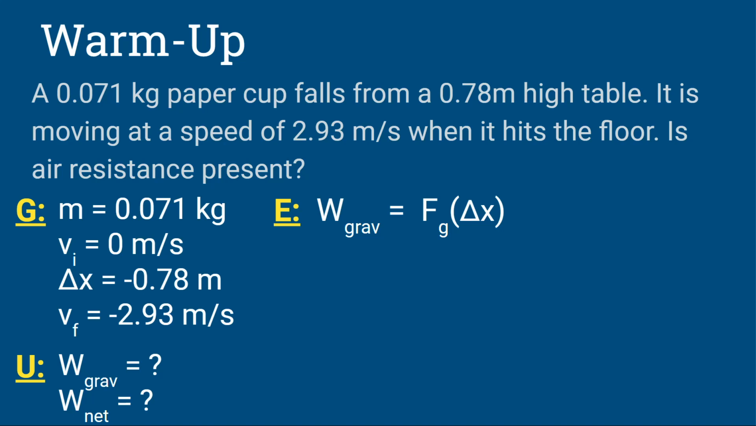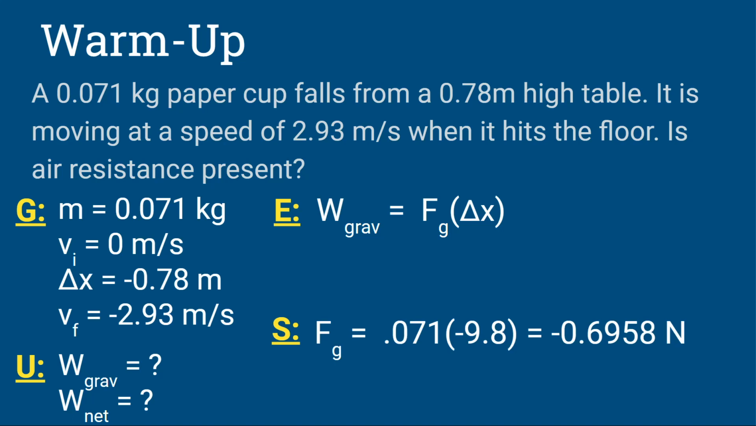Okay, I don't have the force of gravity given to me, but we have calculated force of gravity over and over and over again since our forces unit. We know, or you should know, that force of gravity is the weight of the cup. It's the mass times the acceleration due to gravity. So that's this, 0.071 times negative 9.8. That's how you find force of gravity.